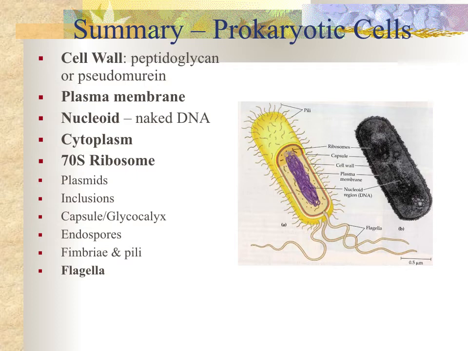Okay, they all have a nucleoid region with naked DNA. No membrane. Cytoplasm and a 70S ribosome. All those other things they can have sometimes, but that's it. And always small, relatively simple.